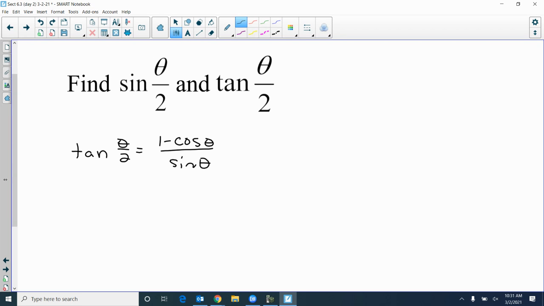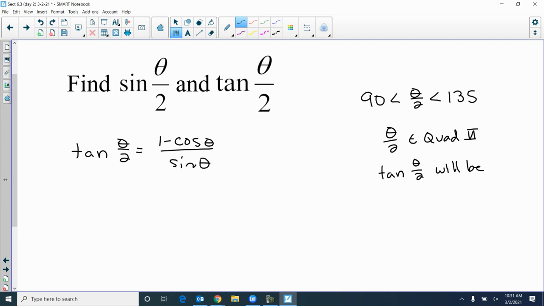We've already established that 90 is less than theta over 2 is less than 135. So it is in quadrant 2. And tangent in quadrant 2 is negative. So that means that tangent of theta over 2 will be negative. Well, that's just kind of a double check because, like I said, if we use those last 2, it should work out to the correct sign regardless.